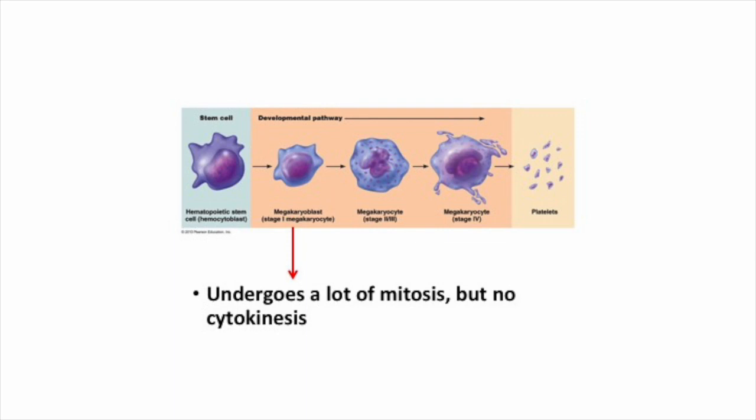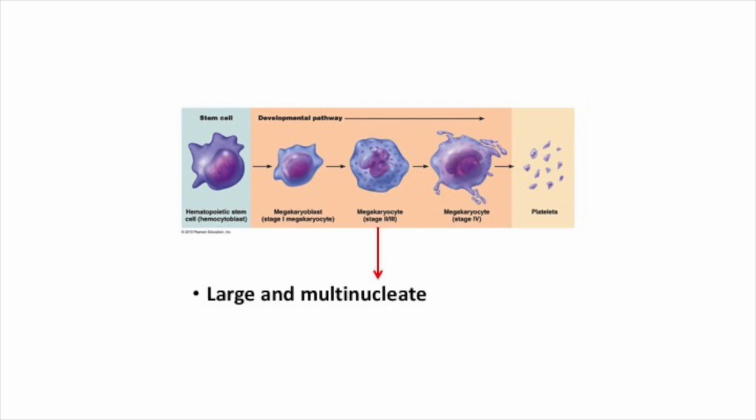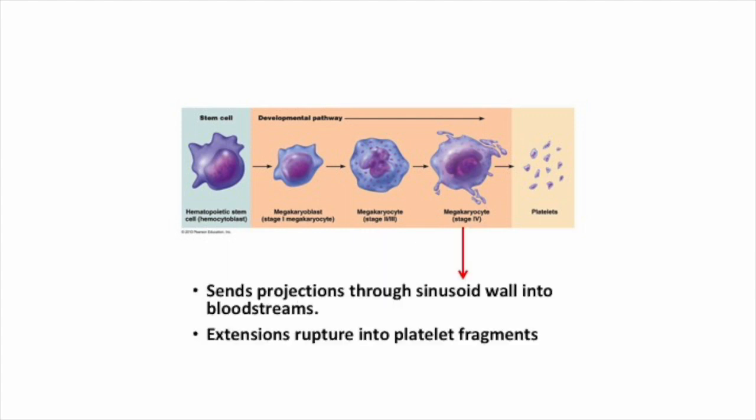And notice I have a note on this slide. It says the megakaryoblast, that first step past the stem cell, undergoes a lot of mitosis, but no cytokinesis. So what that means is the cell is making copies of itself, but it's not breaking apart. So you'll notice in that next stage, we have this really big multi-nucleate cell. It almost looks like that cell is polka dot. All of those are tiny little nuclei in there. So eventually we get this really big megakaryocyte that ruptures into these teensy tiny fragments that we know as platelets.